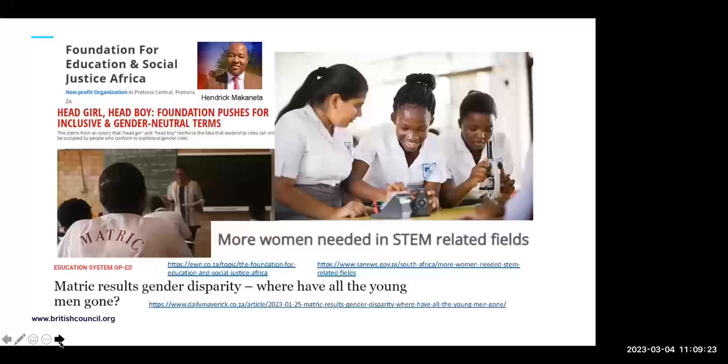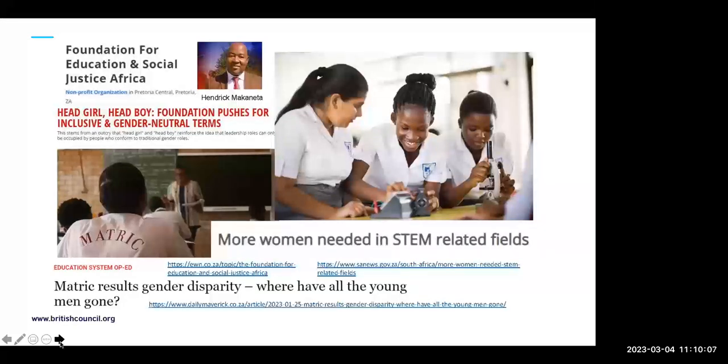The past months have seen an active debate develop about gender issues in South African school environments and in education in general. The Foundation of Education and Social Justice Africa is lobbying for the introduction, amongst others, of inclusive and gender neutral terms in South African schools. The foundation holds that terms linking leadership roles within a student body with traditional gender roles could be discriminatory and harmful to non-binary or transgender learners.